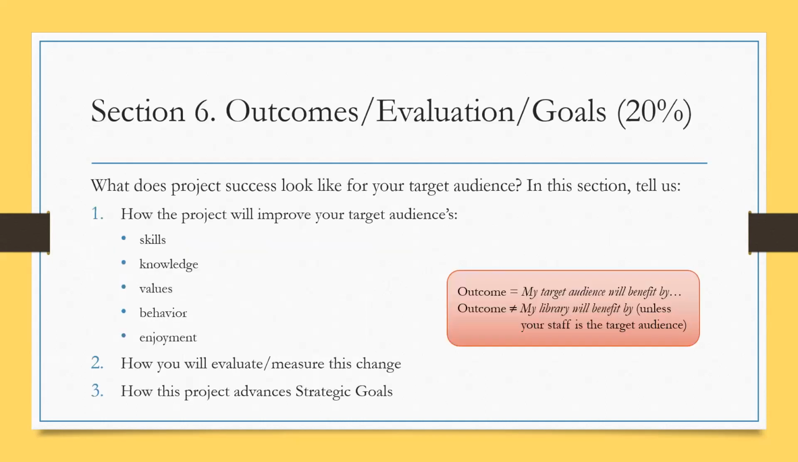Section 6 is the results, right? It's the outcomes. You're going to do your project, and this is what we hope will happen. This is how your target audience will benefit. So in this section, you're going to tell us how your project's going to improve your target audience's skills, knowledge, values, behavior, enjoyment. You're going to tell us how you're going to measure that, and then tell us how it advances the strategic goal.